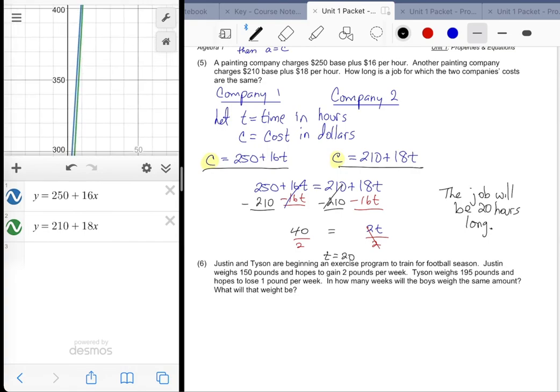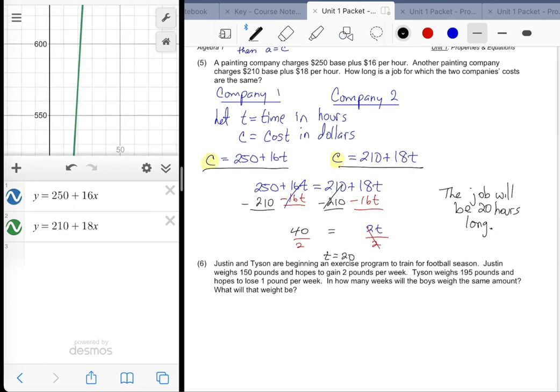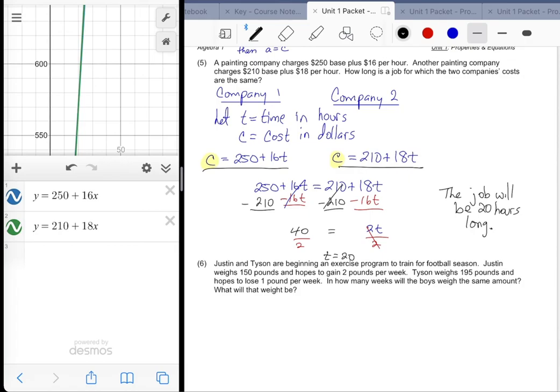Now they kind of run parallel to one another, but there is a point where they merge. Once you get to that location where it looks like they're indistinguishable from one another, tap on it and a gray dot will appear. Tap on the gray dot and the intersection will appear. So you would get the 20 without having to do the algebra. And the benefit of doing this is, in this case, it says how long is the job for which the company's costs are the same: 20 hours.